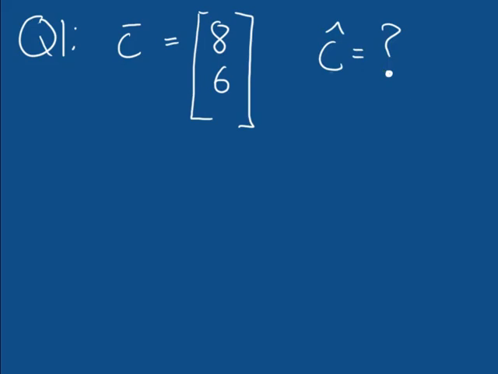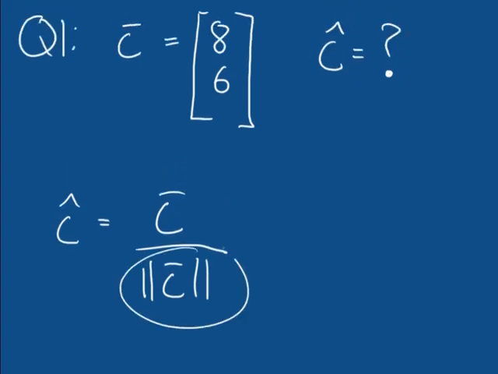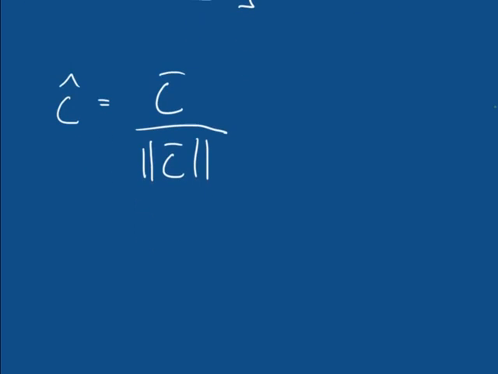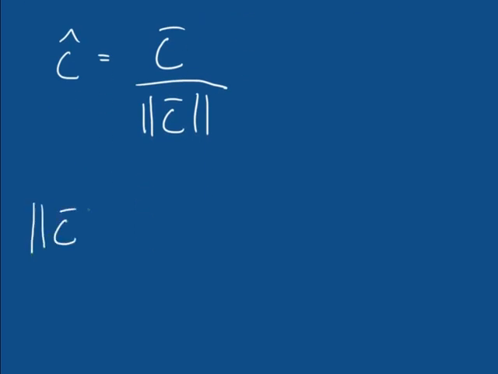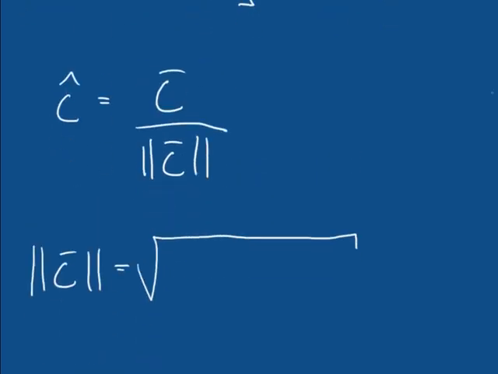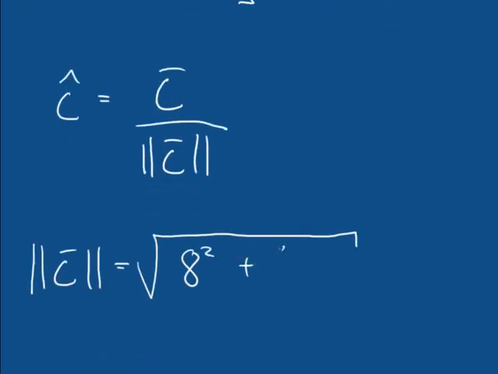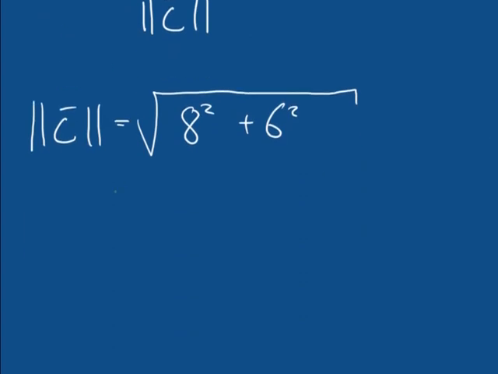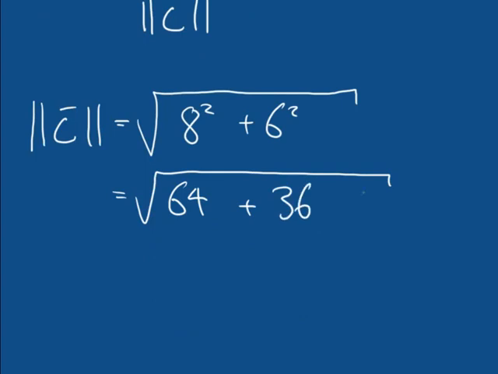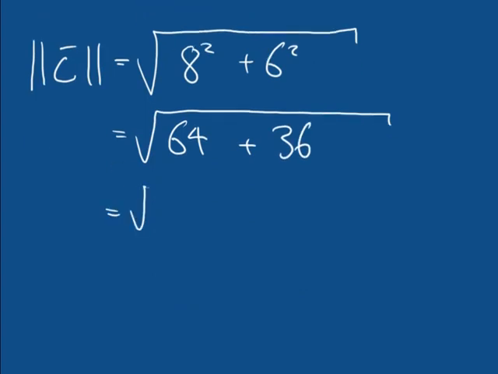Okay, welcome back everyone. So we're trying to find the unit vector that's in the same direction as our vector c. So we know to do that, that c hat is equal to c divided by the length of c. So we first need to calculate the length of c. So the length of c is equal to the square root of our x component squared plus our y component squared. So it's going to be the square root of 8 squared plus 6 squared. That's equal to the square root of 64 plus 36, which is equal to the square root of 100.